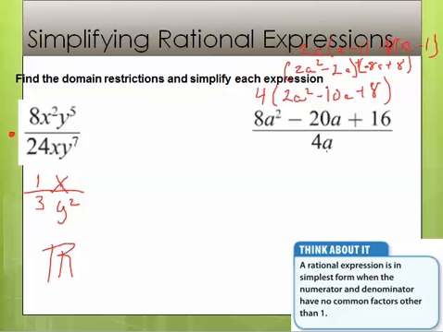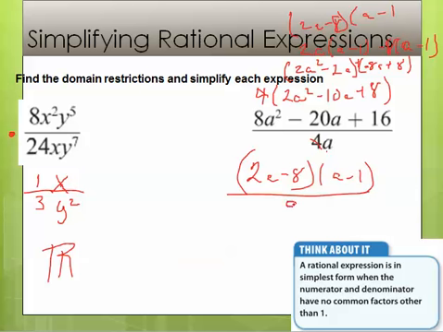Okay, so what do I get as my factors? I get 2a minus 8 and a minus 1. Well, does that help me at all with a 4a down here? No, but my 4's cancel out, and it's going to leave me with these as my factors: 2a minus 8 and a minus 1 on the numerator and a in the denominator.